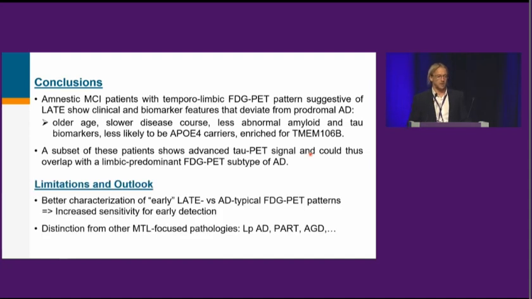As an outlook, I think it would be nice to have more autopsy data to get to a better characterization of how early LATE versus AD typical FDG PET patterns actually look, and using such early versions of these patterns could increase the sensitivity for early detection of these conditions at the pre-dementia disease stage. Further work needs to be done for distinguishing these patterns from other medial temporal focused pathology, limbic predominant AD, PART and AGD.